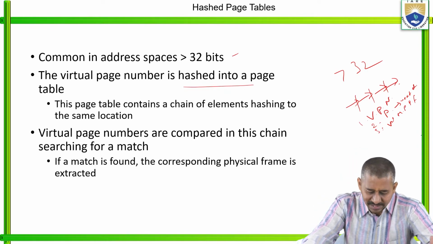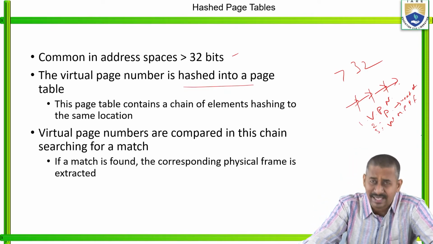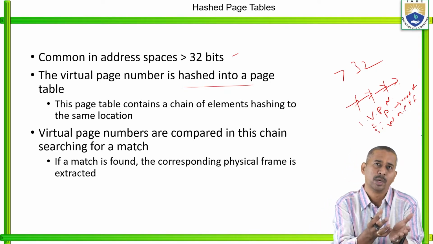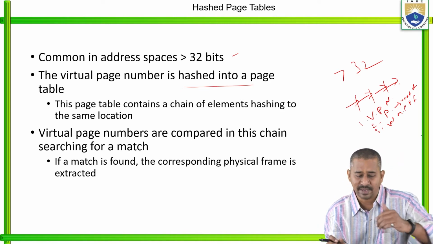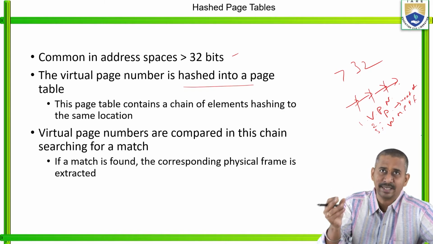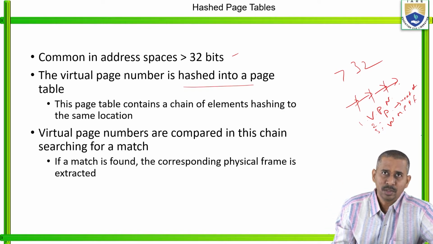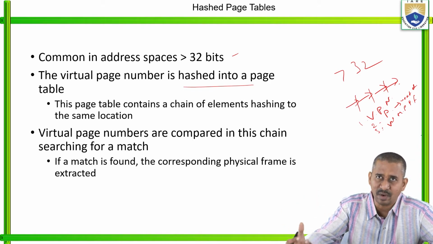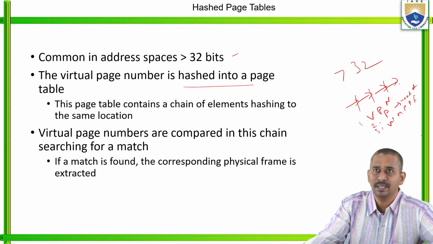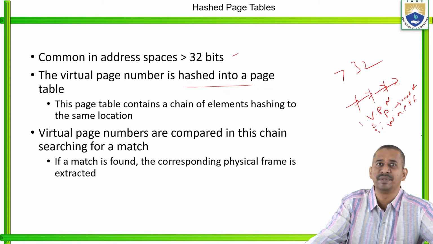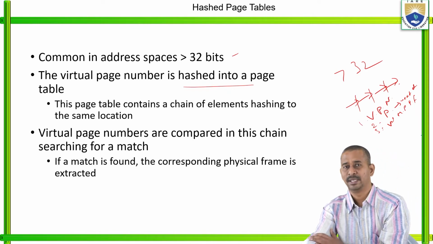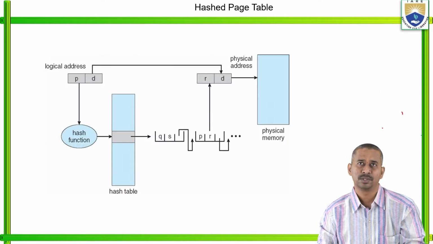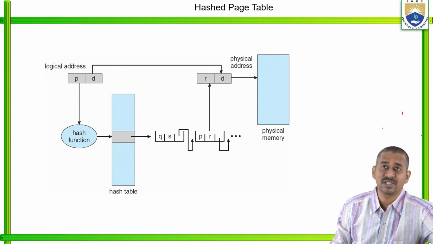There are also cluster tables, which are similar to our hashed page tables, but cluster tables are used for 64 bits, whereas hashed page tables are used for just greater than 32 bits. The virtual page number is hashed into the page table, which contains a chain of elements hashing to the same location, and these virtual page numbers are compared along the chain, searching for a match. If a match is found, then the corresponding physical frame is extracted. So see, this is the example for hashed page table.